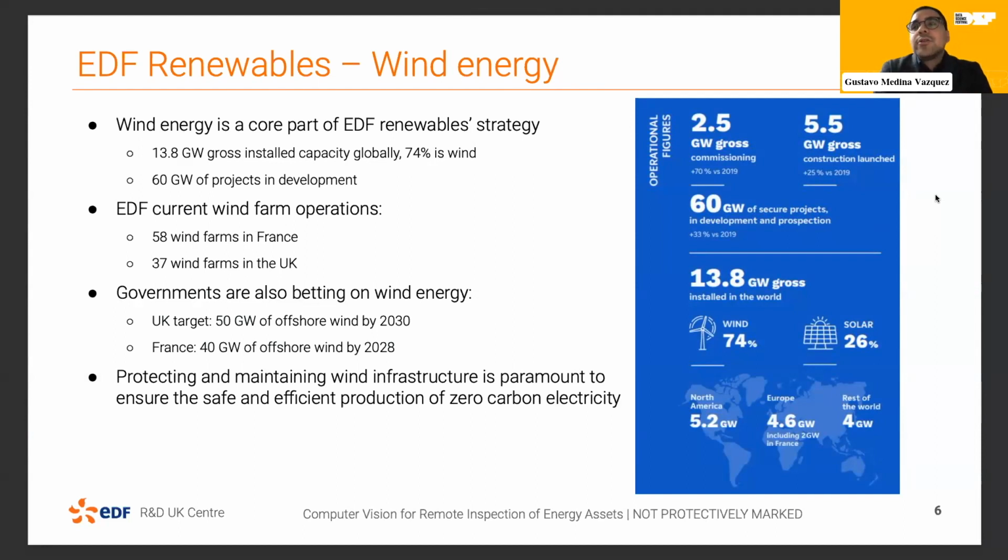And it is not only EDF that is relying on wind energy to supply low carbon electricity. Governments are aware of the importance that wind energy is playing in the migration to renewable energy sources. As part of the British energy security strategy, the UK government has set a target of 50 gigawatts of installed offshore wind capacity by 2030, while the numbers in France are 40 gigawatts by 2028.